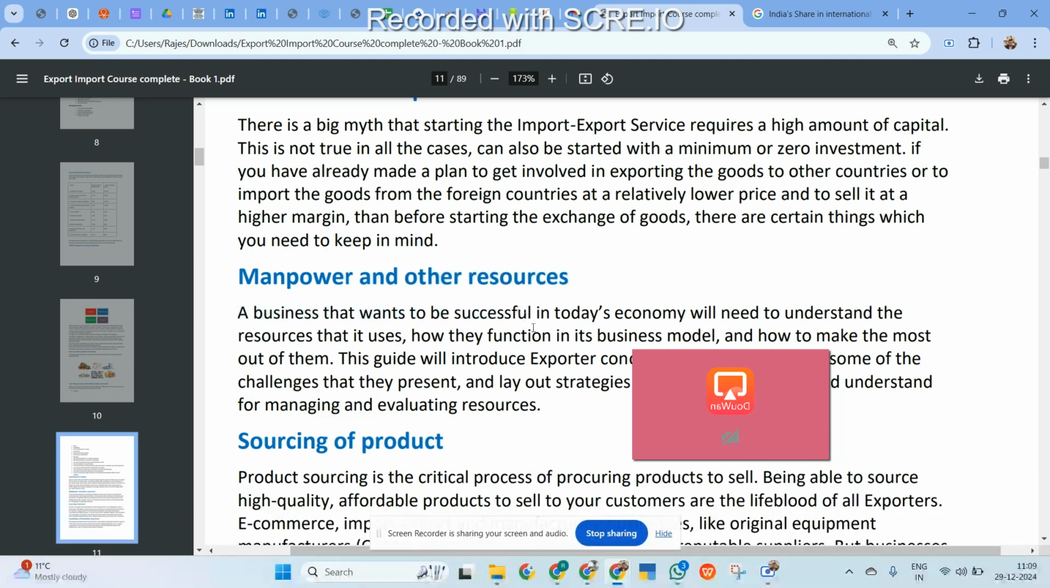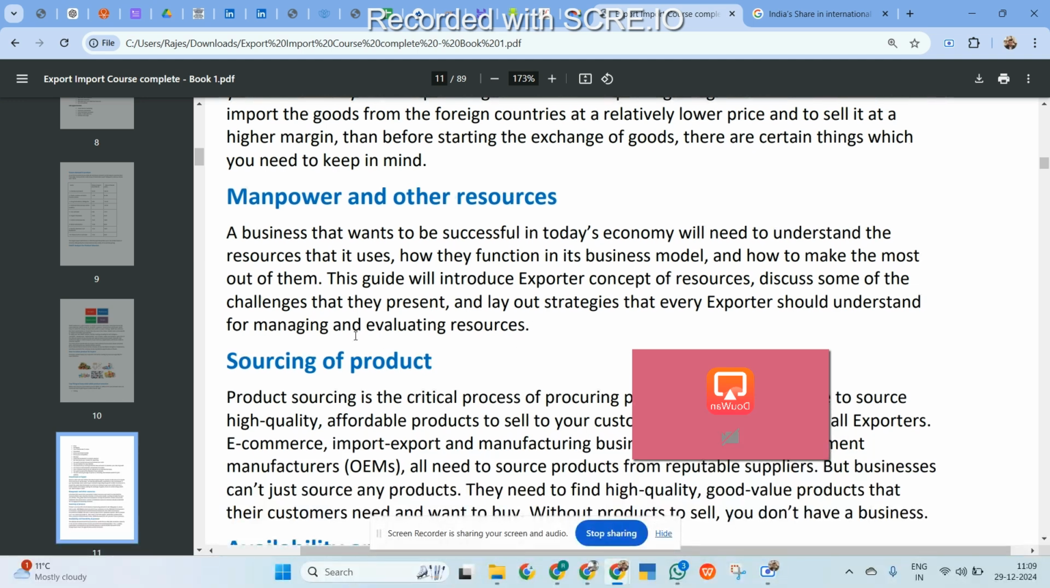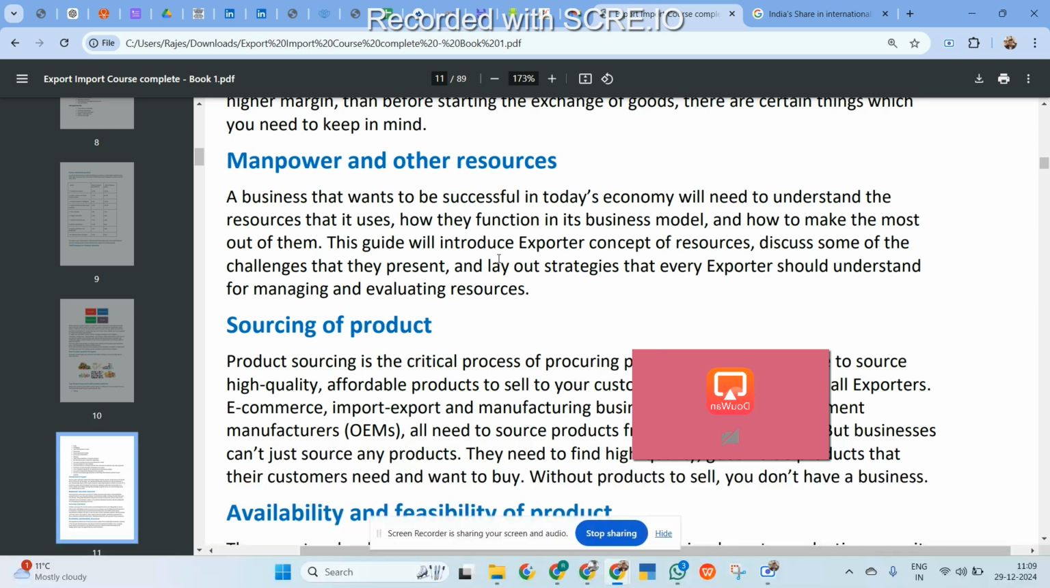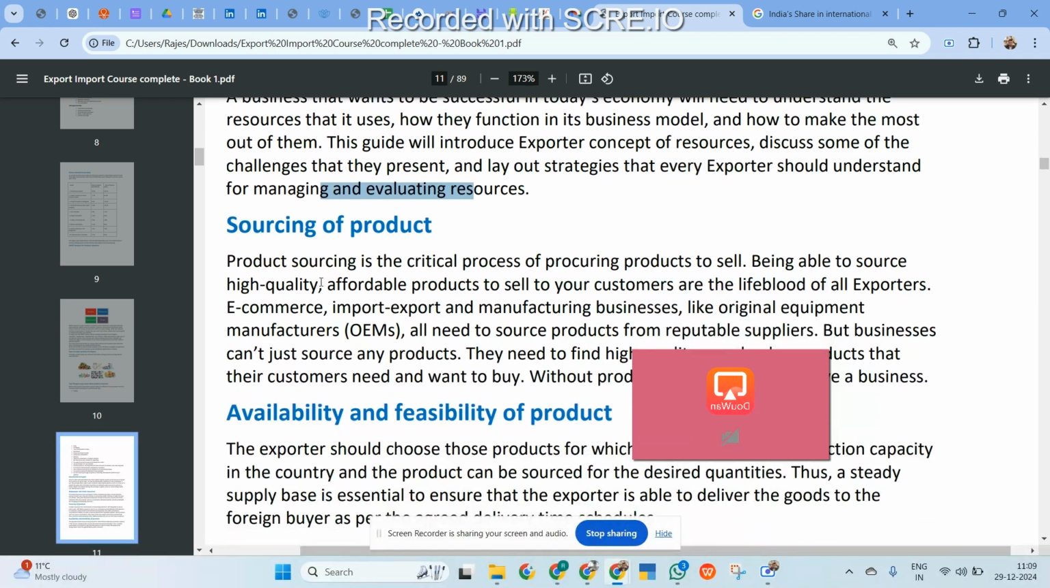Manpower and other resources. A business that wants to be successful in today's economy needs to understand the resources that it uses, how they function in its business model, depends on business model, and how to make the most out of them. The guide introduces the exporter to the concept of resources, discusses some of the challenges that they present and lays out strategies that the exporter should understand for managing and evaluating resources. Sourcing of product is also very important. This is most important. Sourcing is the most important part.